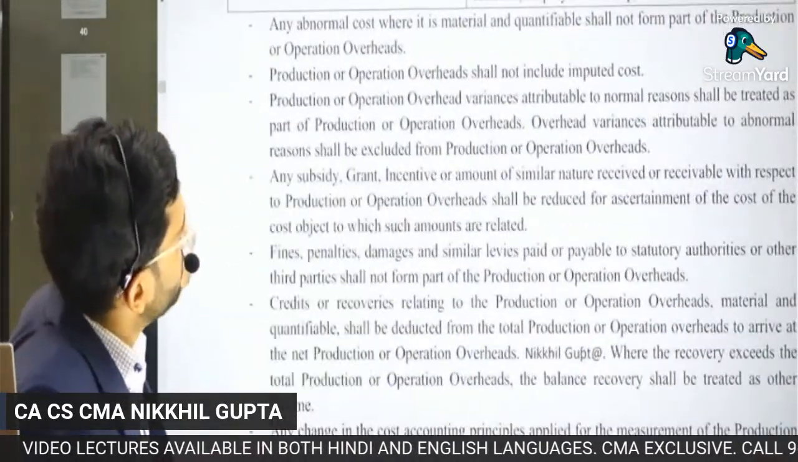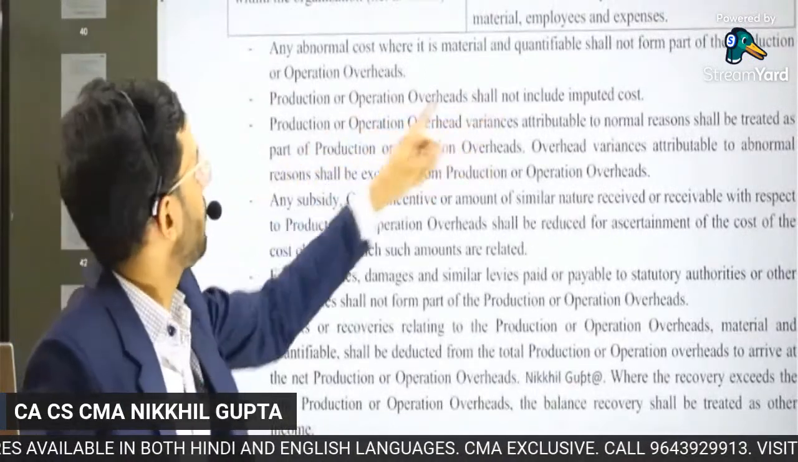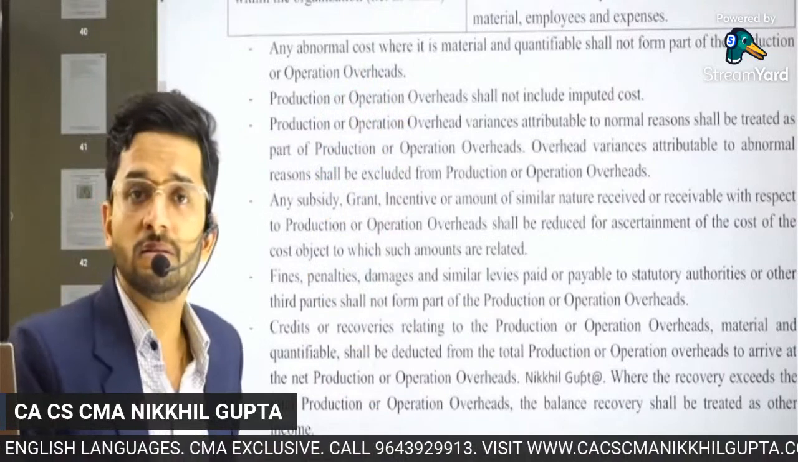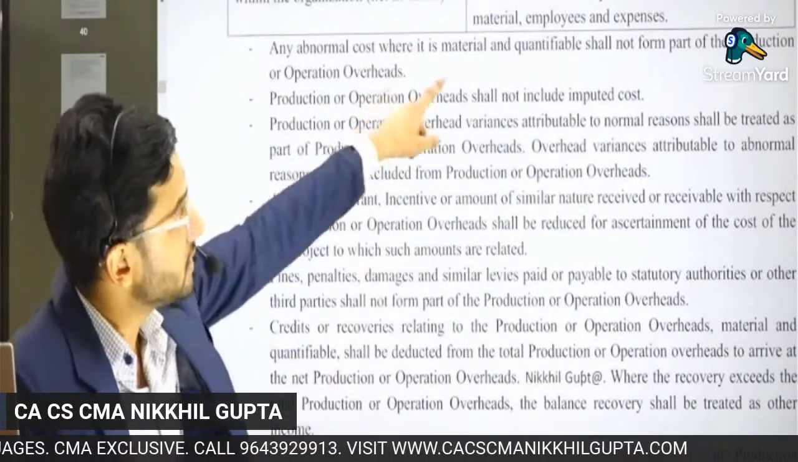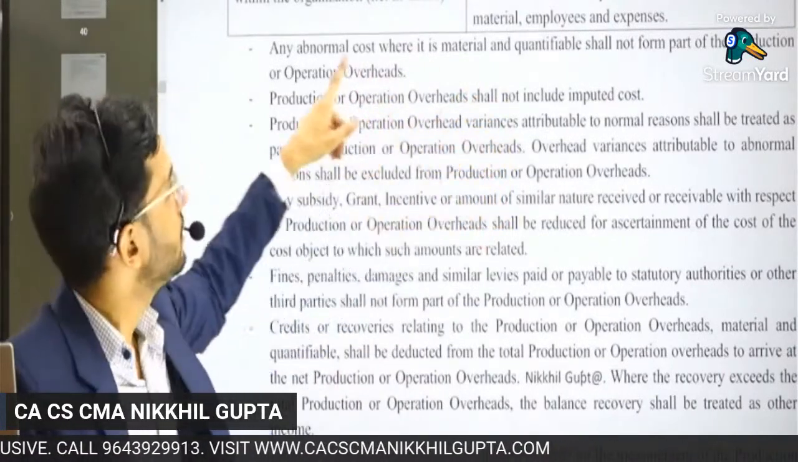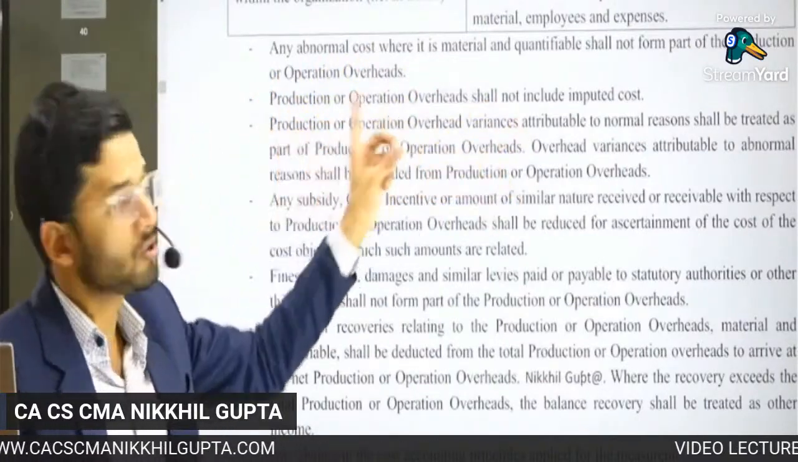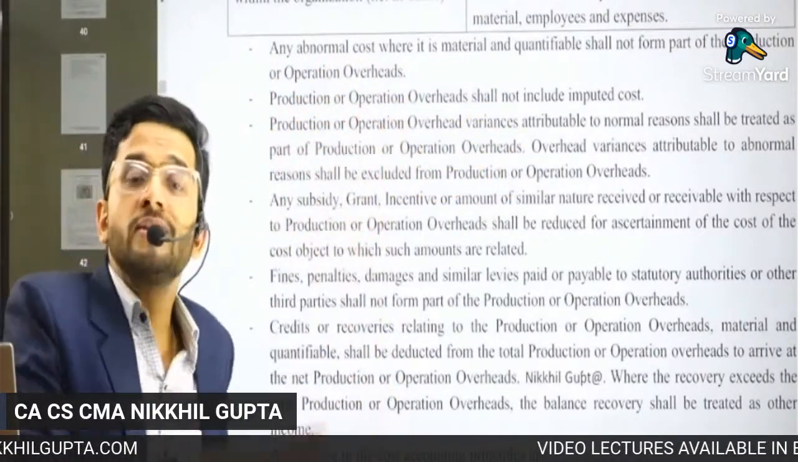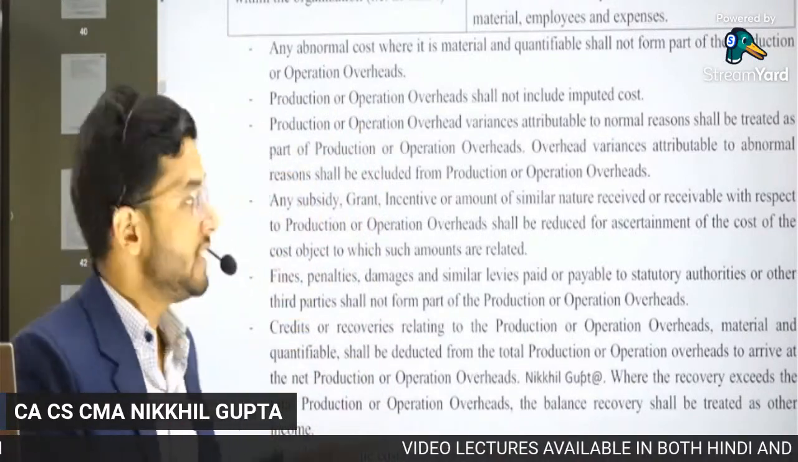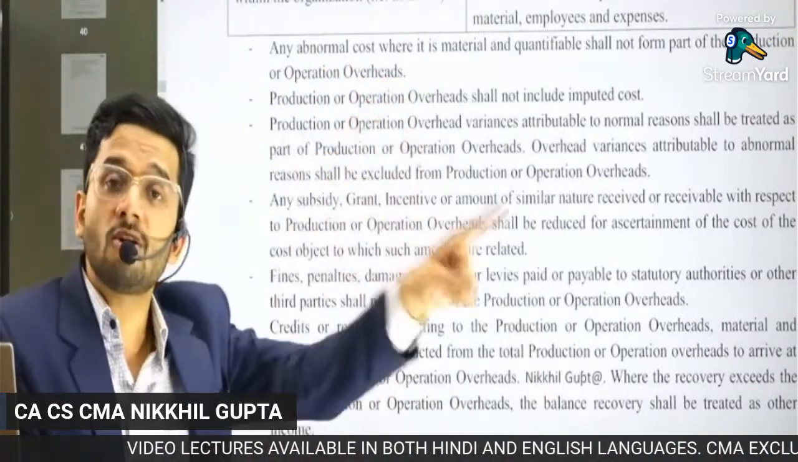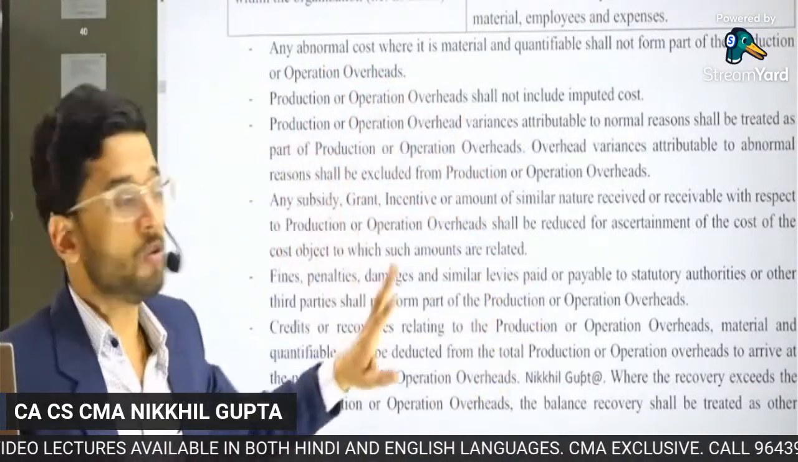Any abnormal cost where it is material or quantifiable shall not form part of production overheads. So we only recognize production overheads when it is material and quantifiable. Abnormal cost where it is material and quantifiable shall not form part of overhead. Abnormal cost always goes in the costing P&L account. We never add it in our cost sheet. So it is very, very important that abnormal cost goes in the costing P&L and not in the production overheads.